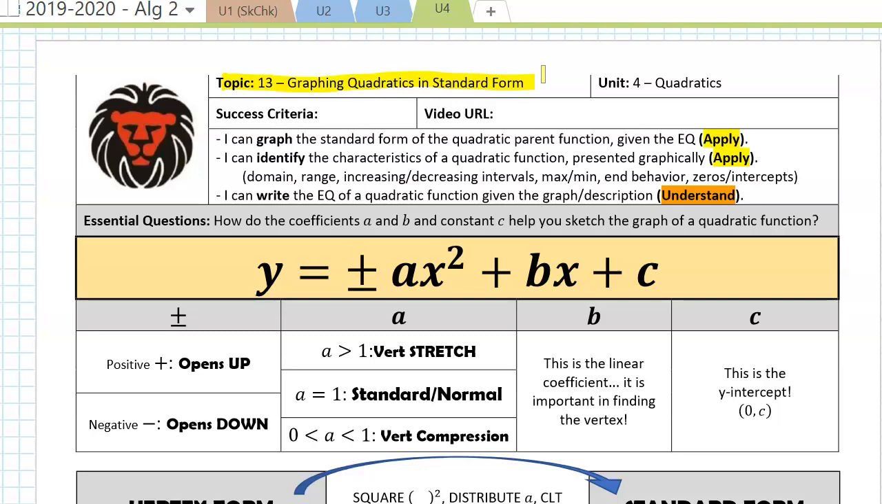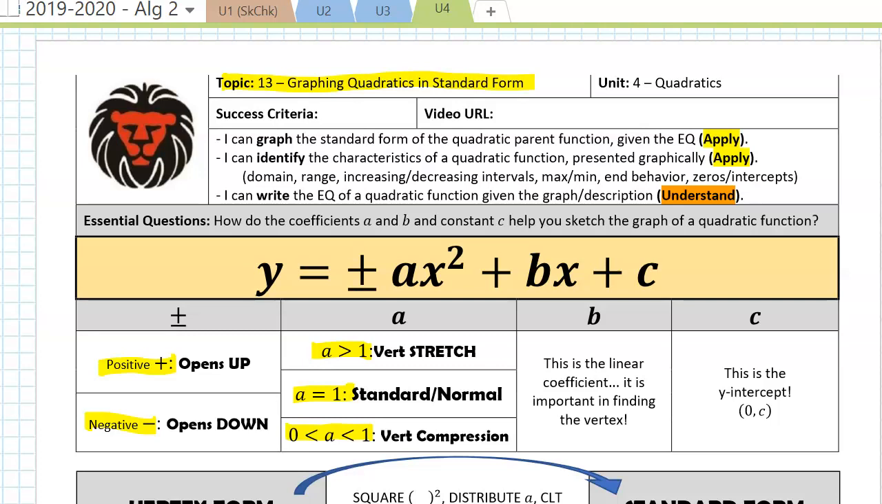us find a graph. We still know that the positive a value means a graph opens up and negative means it opens down. We still know that if a is greater than 1, it's a stretch. A is equal to 1, it's normal, or if it's between 0 and 1, that it's a compression. That has not changed over the forms.